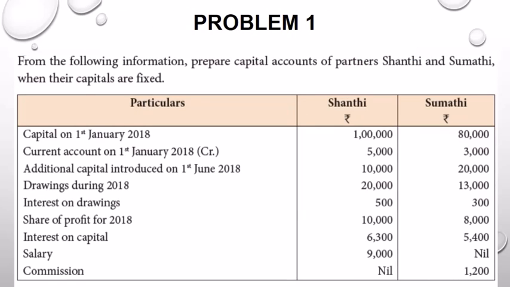Let's work out a problem. From the following information, prepare capital accounts of partners Shanti and Sumati when the capitals are fixed. So in this problem, opening capital is given, current account is given, it shows a credit balance, then additional capital introduced during the year, drawings, interest on drawings, share of profit, interest on capital, and salary of Shanti and commission of Sumati are given.